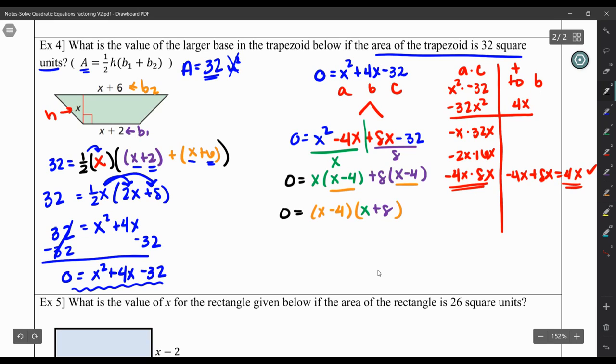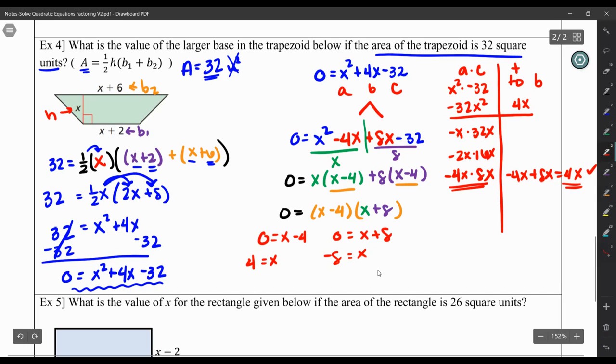Now that's just factoring. We have to solve it now. We need to split this into the two equations. 0 equals x minus 4 and 0 equals x plus 8. Solve both of these to get 4 equals x and negative 8 equals x.